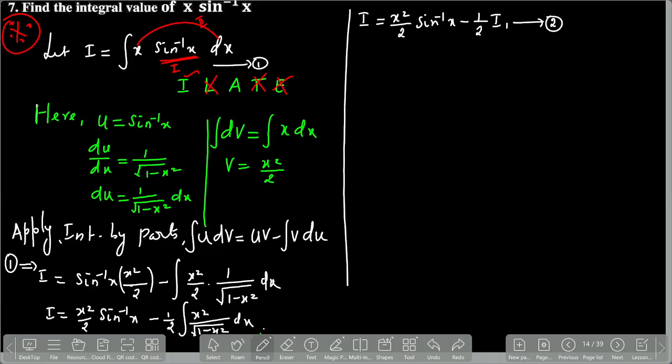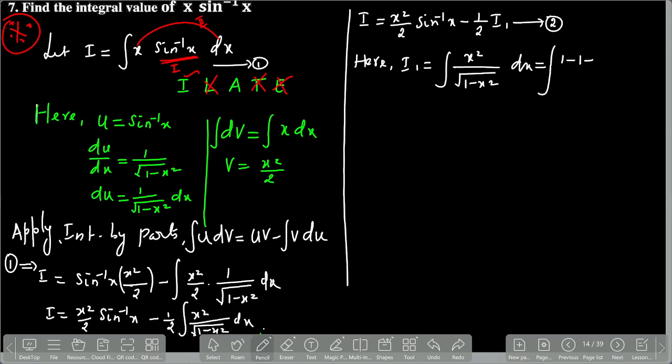Don't write, listen. Now here, I1 equal to integral x square divided by square root of 1 minus x square dx. How do you integrate this? We have done so many problems previously. Look at the denominator, 1 minus x square. The numerator is only x square. That time I am going to make some adjustment.